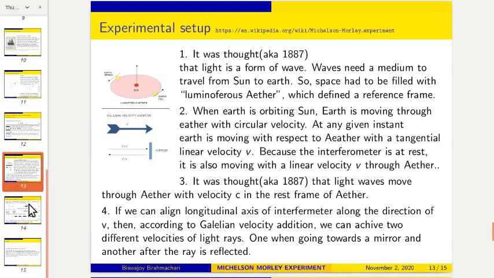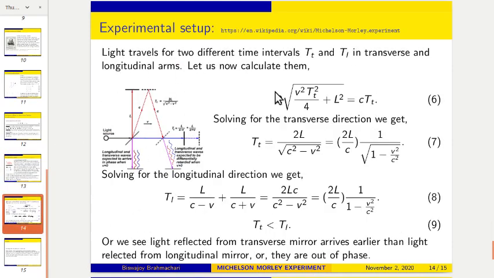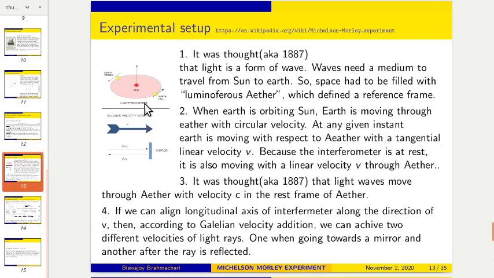Anyway, let us see next. This is the experimental setup. So there is a light source. This is the velocity v. Which velocity v? Velocity v is here. This is the velocity v. That is the velocity of Earth through ether.